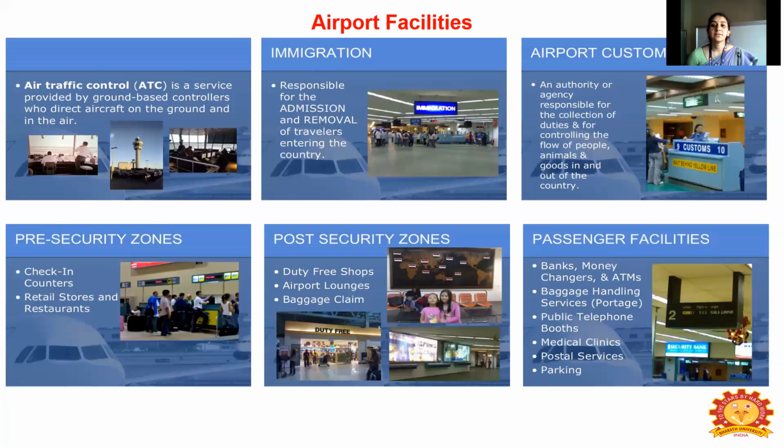And next, these are the basic facilities that can be offered within an airport. The first one is air traffic control. It's a service provided by the ground-based controllers. So that's the first one. And the second one is immigration. Immigration is where people are given permission to enter a country, and they can also be removed from the country.